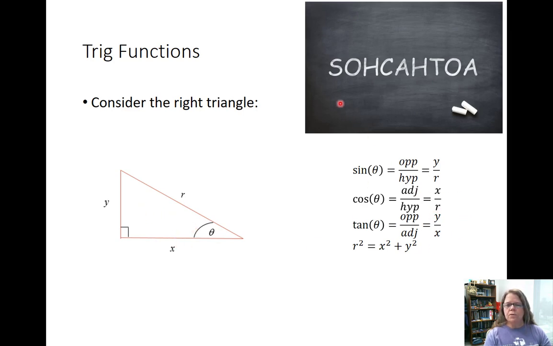So those are here, and that's where that SOHCAHTOA thing comes from. You all probably know this, but sine is opposite over hypotenuse. Cosine is adjacent over hypotenuse. Tangent is opposite over adjacent. Okay, and then by the Pythagorean theorem, the length of the hypotenuse, which is the side that is opposite the 90-degree angle, is simply r squared equals x squared plus y squared.